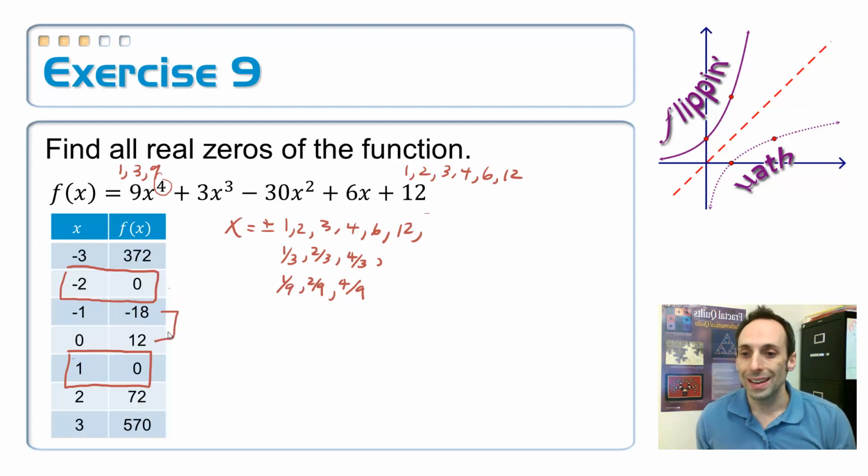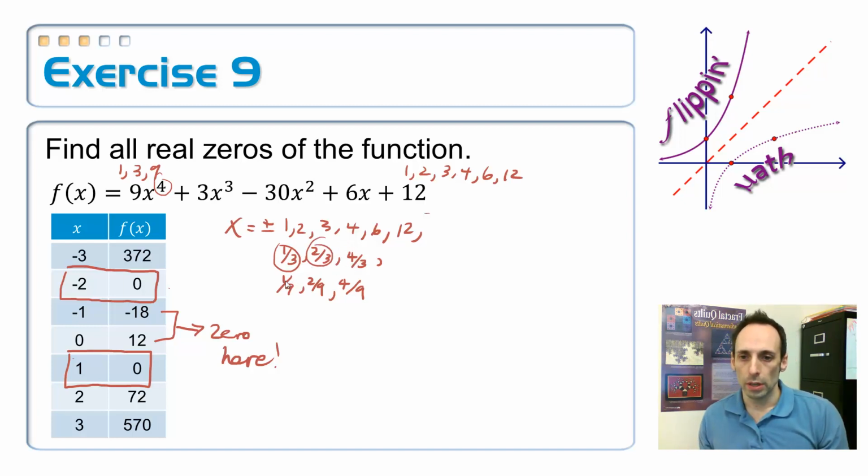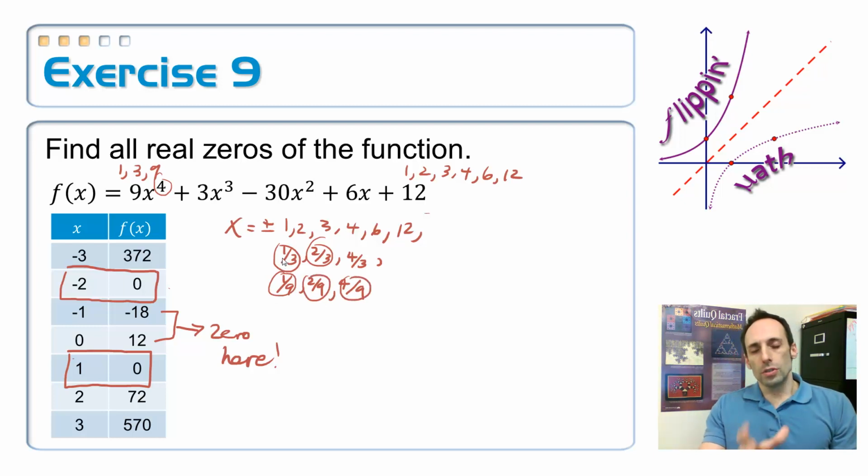I'm going from -18 all the way to +12. What that means is there has to be a 0 in between there. So a 0 here, in between the two x values. So in between 0 and -1. If I look at my list of possibilities, what numbers are between 0 and -1? That could be the 1/3, and these are all going to be negative, 2/3, not the 4/3, because that's over 1. 1/9, 2/9, and 4/9.